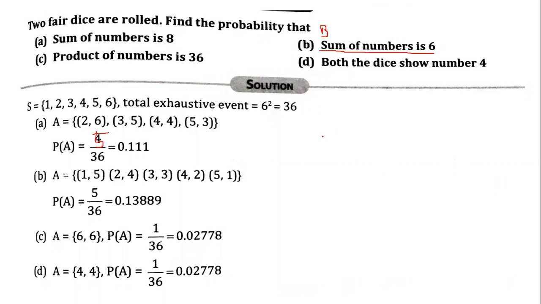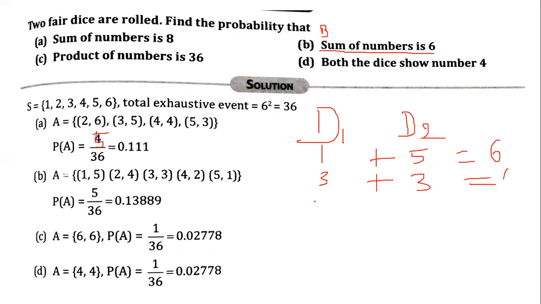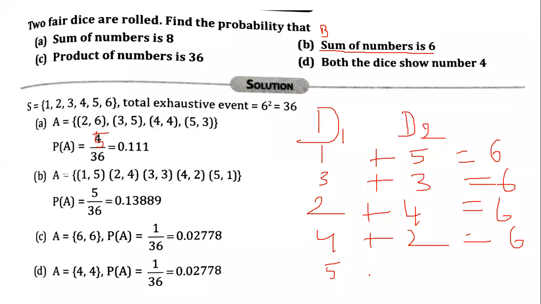Now let us again take dice 1, dice 2. If it is 1 plus 5, you will get 6. Correct? 3 plus 3 will be 6. 2 plus 4 will be 6. Then again 4 plus 2 will be 6. Then 5 plus 1 will again be 6. Anything else? 5, 4, 3, 2, 1. 6 we cannot consider.